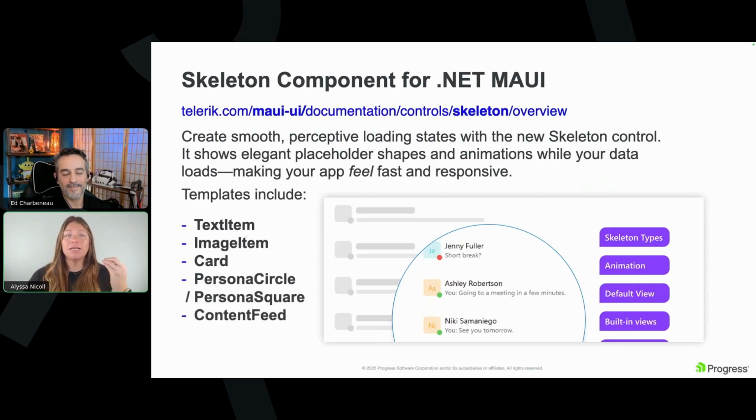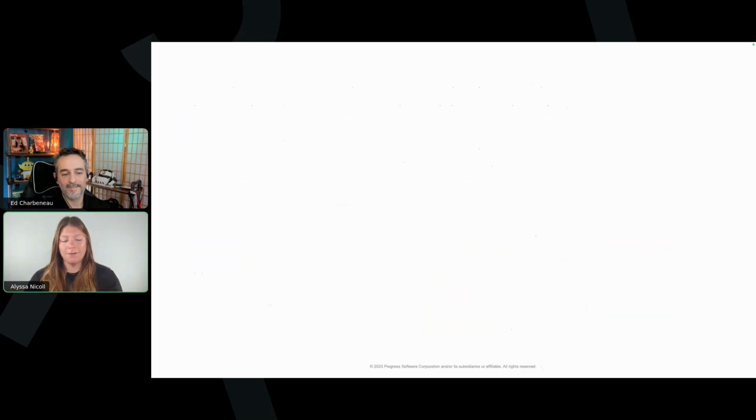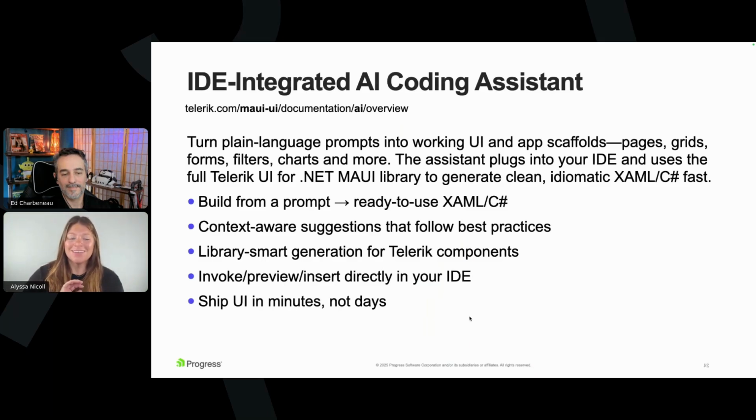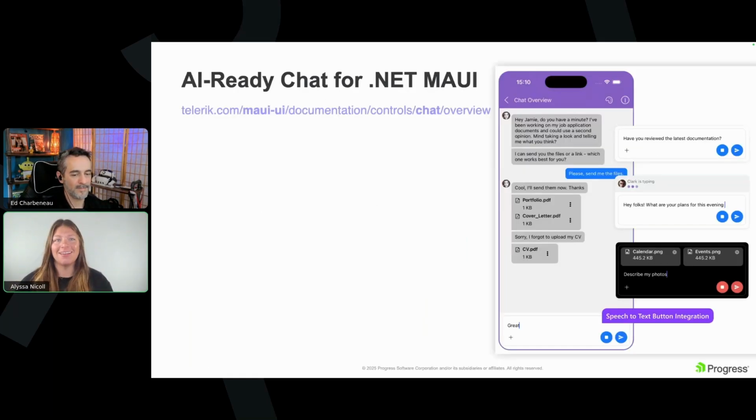So yes, you just have different templates for text, images, cards, personas, feeds, and even video that you can pull in, with different skeletons for each. Last quarter, we also shipped the IDE-integrated AI coding assistant for MAUI. You can describe the screen you want. It generates clean XAML and C#, and it understands context, follows Telerik best practices, wires up components, and works right inside of your IDE. It's a fast path from idea to working UI. So definitely check it out. I know Ed did a lot of cool demos today with this already. So exciting that MAUI has that.